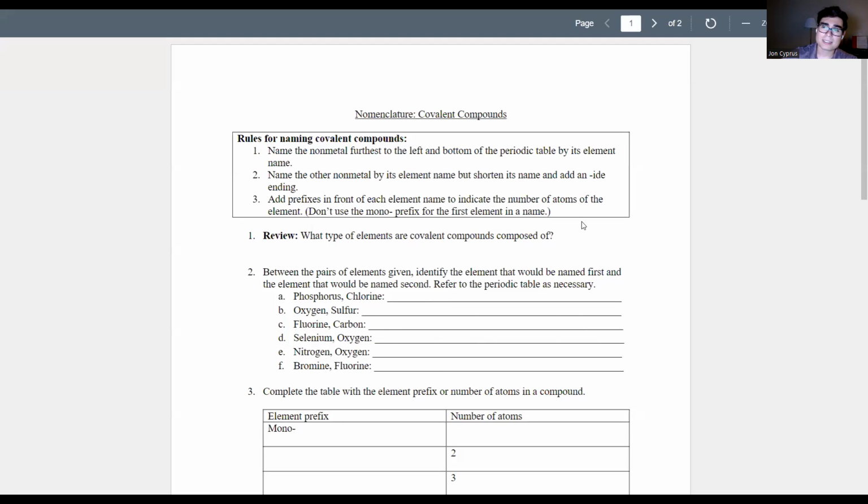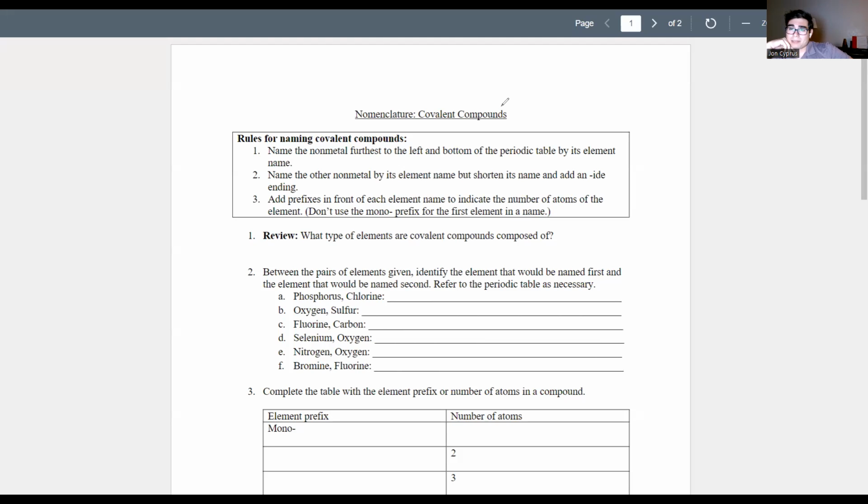So we're going to work on the worksheet on covalent compounds. The nomenclature is how we name stuff, essentially. So how do we name things in chemistry? That's what nomenclature stands for. So it says rules for naming covalent compounds.